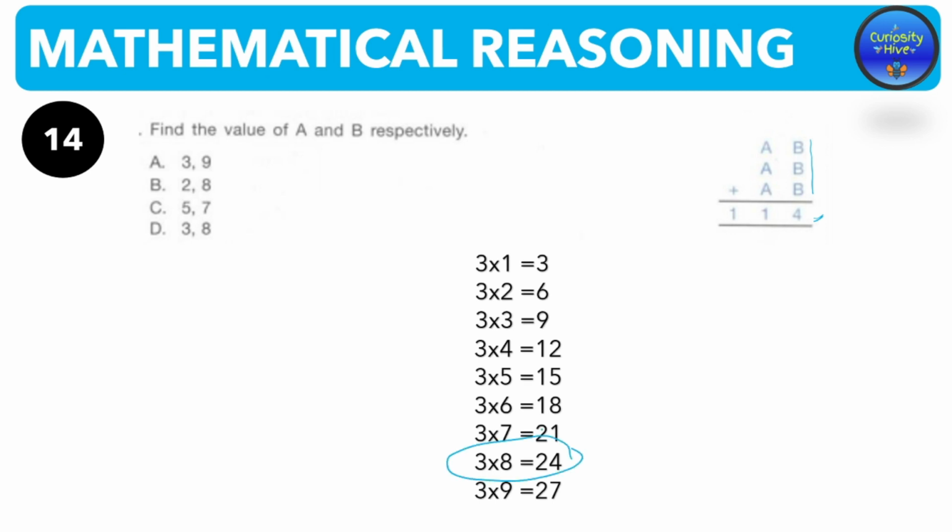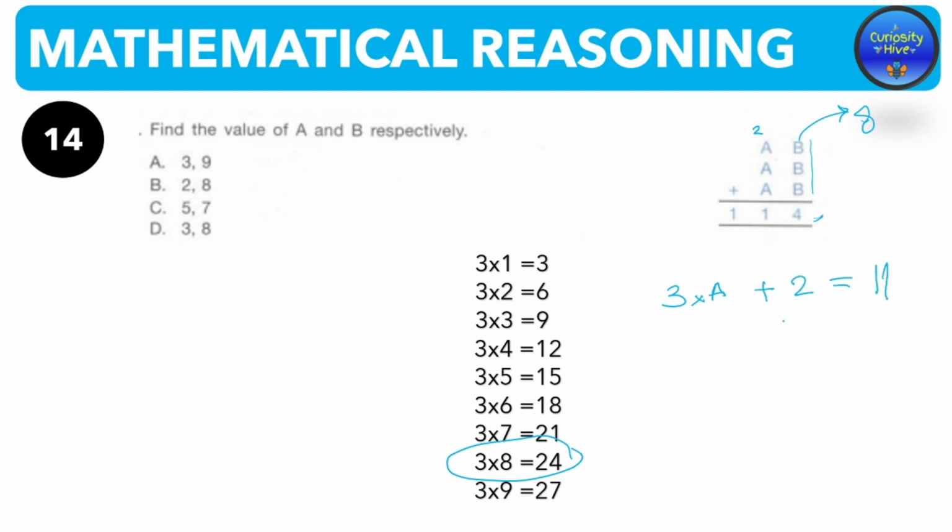So we can say that B is equal to 8. Now if this is 24, so 4 is here and 2 will be carried here. Now we have to find that number wherein 3 times of the same number plus 2 will give 11. So 3 times of A plus 2, which is the carry forward, should give us 11.